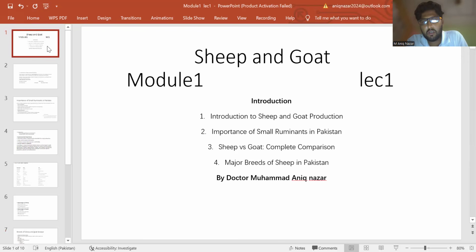Now, in module one, lecture number one, I will discuss the introduction to sheep and goat production, the importance of small ruminants in Pakistan, a comparison of sheep and goat, and lastly the major breeds of sheep within Pakistan.